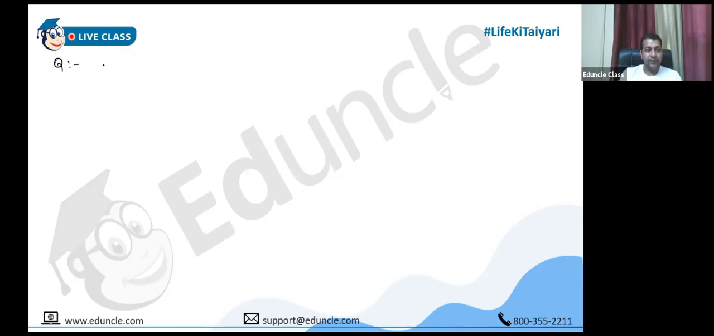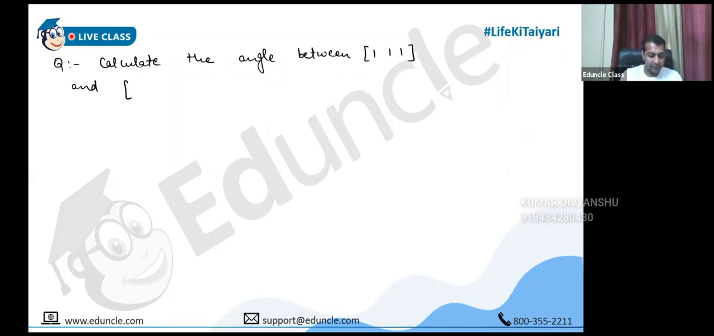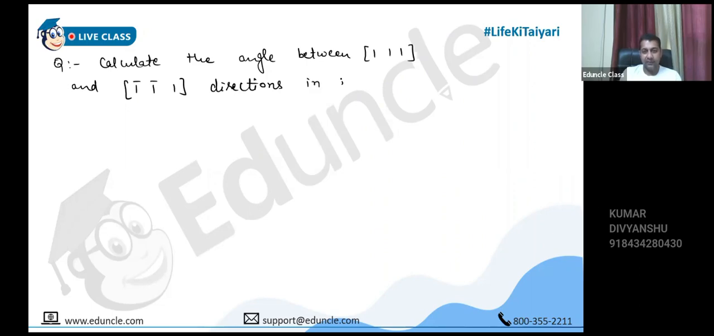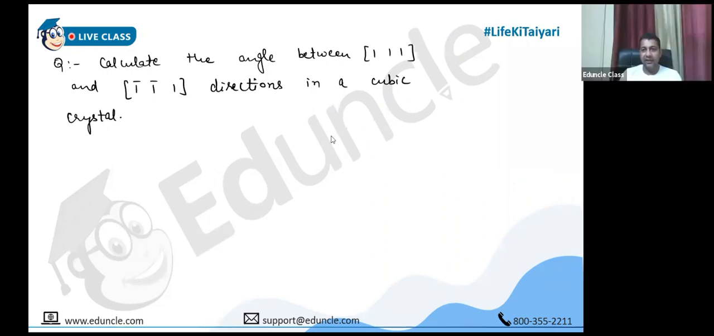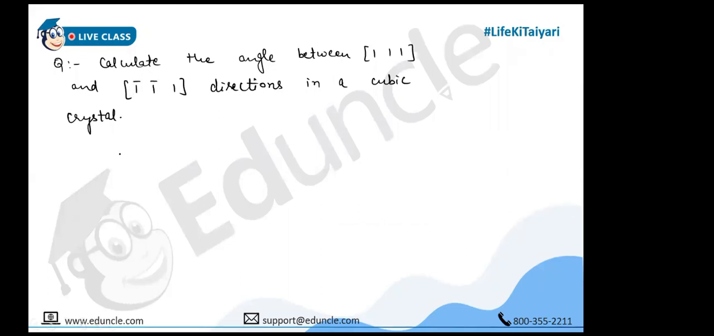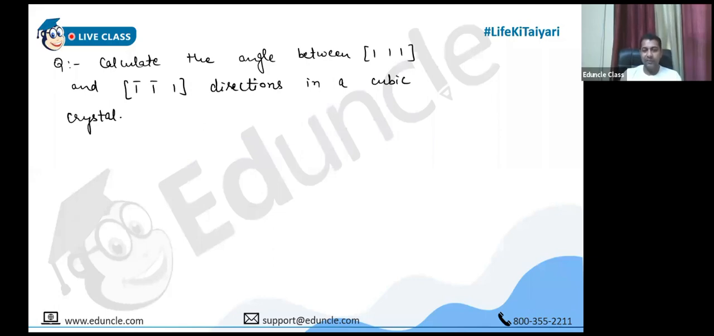Another one. Calculate the angle between the 1, 1, 1 and 1 bar, 1, 1 directions in a cubic crystal. Now, what do we mean by this 1 bar? This 1 bar means minus 1. Whenever there is a bar over a Miller index, it means it is the negative of that. So you have to consider them as minus 1. I will also make some of the planes, then you will get to know. So 1 bar means minus 1.